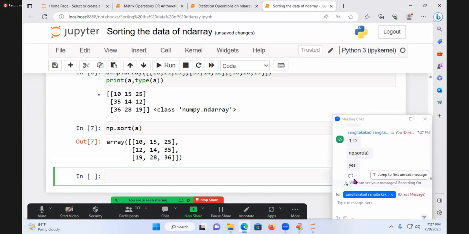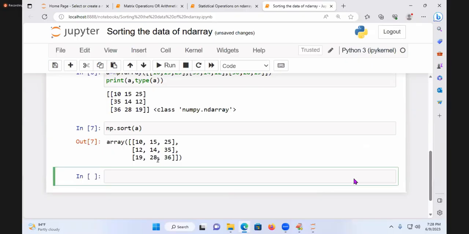First row, you observe it. It is as it is. By default, the data itself is given in which order? Next, 35, 14, 12. You see 12, 14, 35. Getting it? Next, 36, 28, 19. 19, 28, 36. Sorted in which way by default? Row-wise. Got it? Okay.